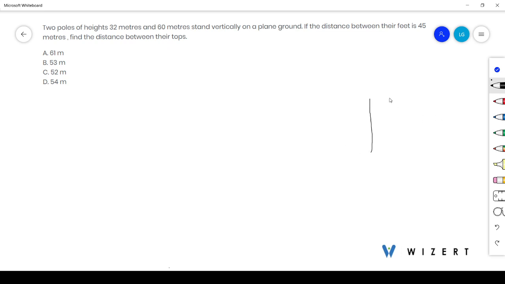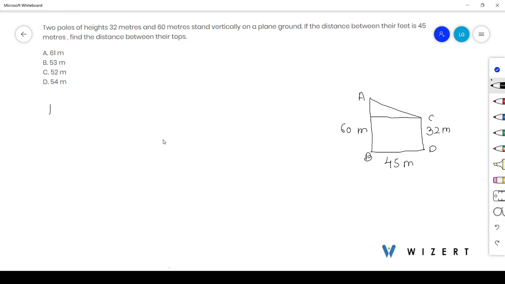Let AB and CD be the two poles of height 60 meters and 32 meters. Then we have given the distance between their feet is 45 meters. We have to find the distance between their tops, means we have to find the distance between A and C.